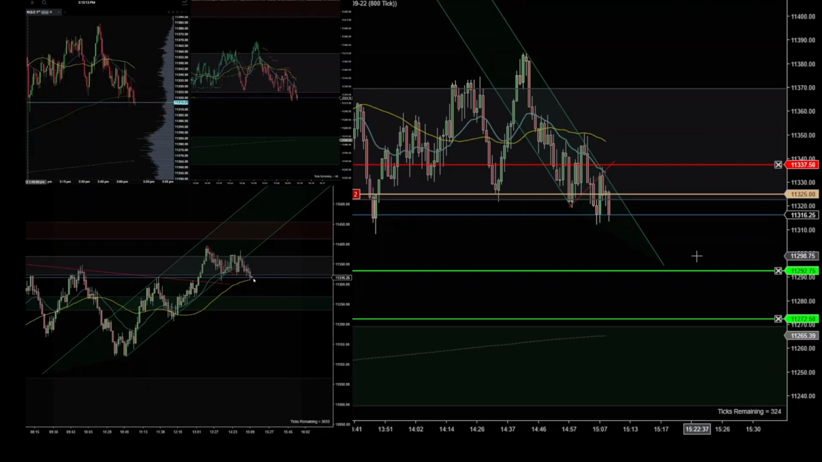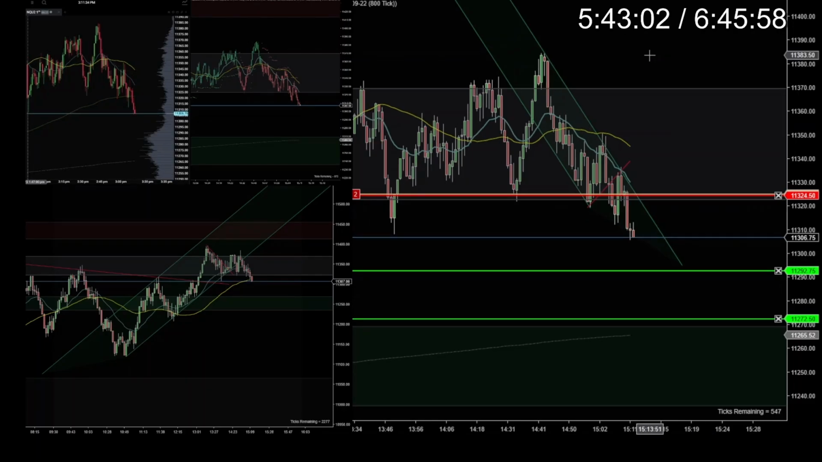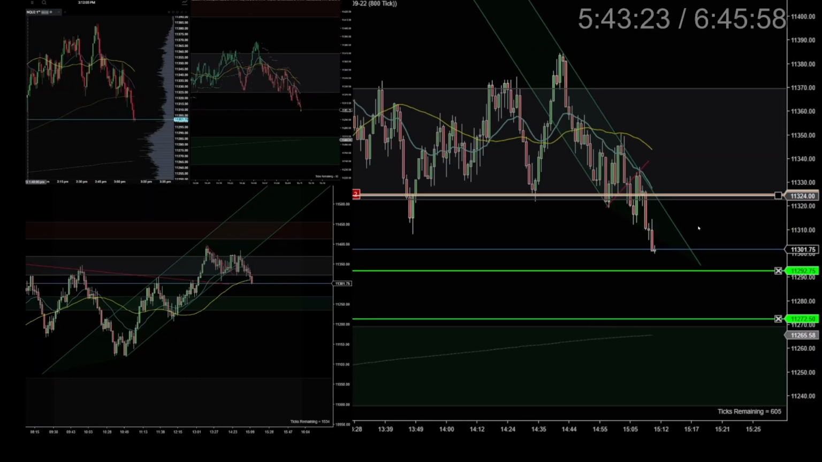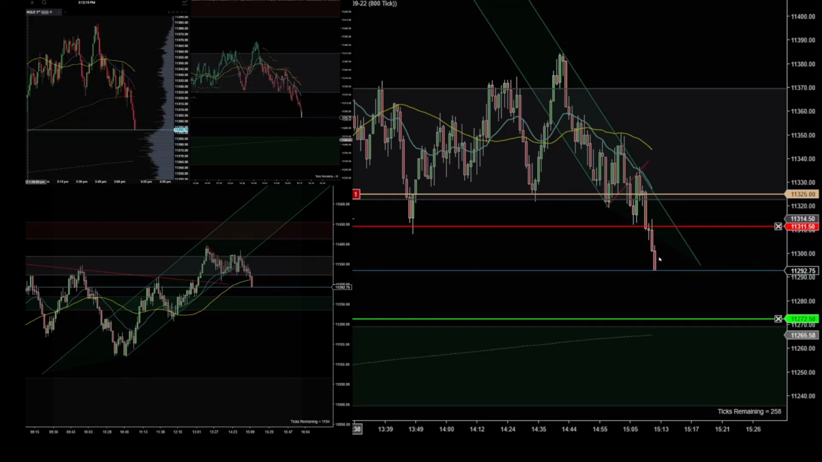Okay, now testing the 50 SMA again on the 4000 chart. Okay, I like this red bar printed here. Nice red bars. Target filled. Yeah, my first target is out.